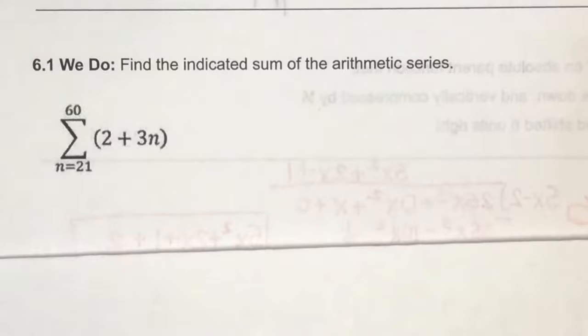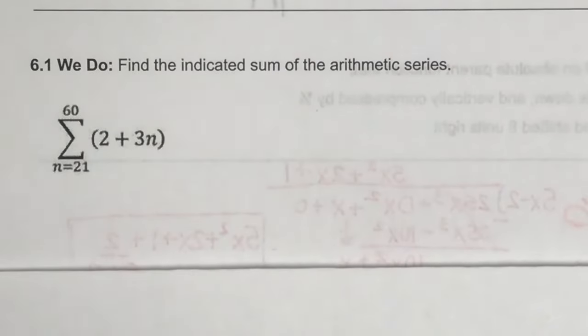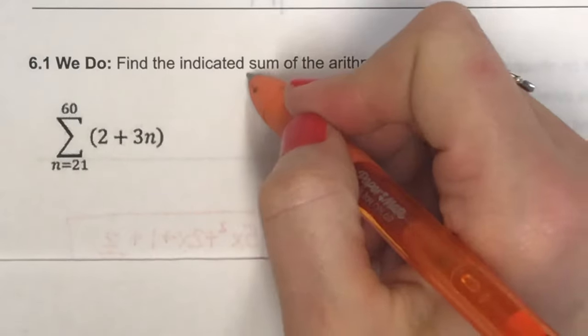Okay, so now number 6. Oh my gosh, we're so close, team. 2 more problems. We're almost there. Okay. Number 6. So what you're going to do here is take this arithmetic series and find the sum of it.